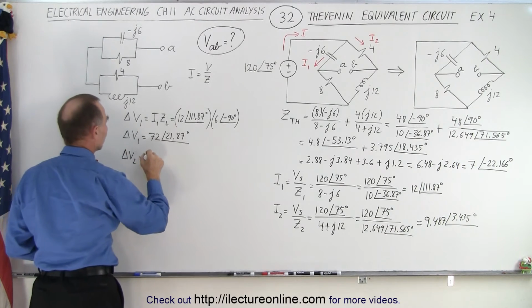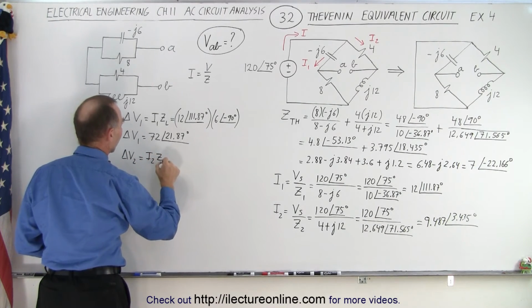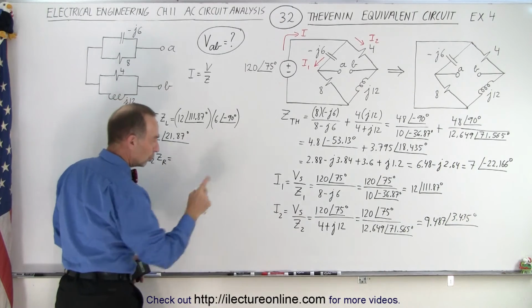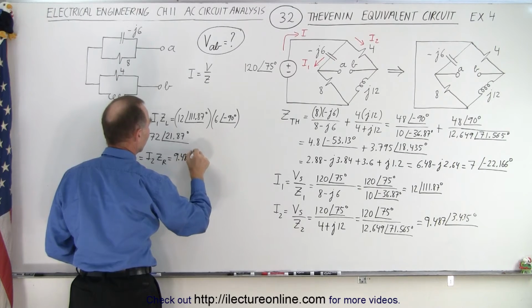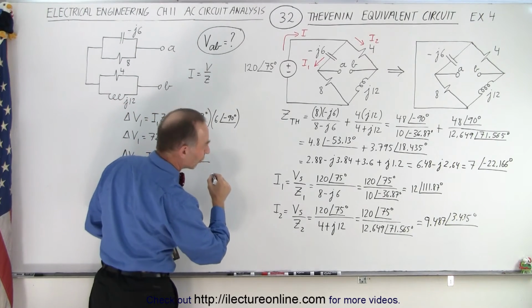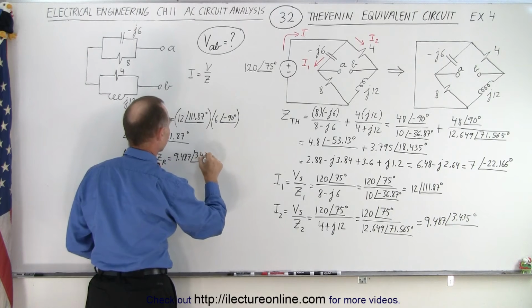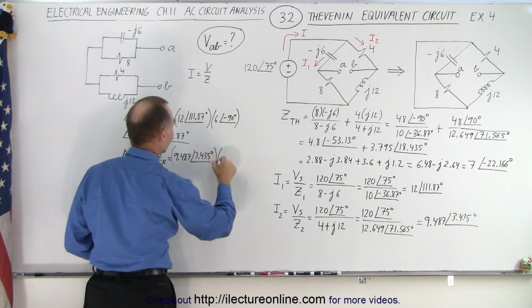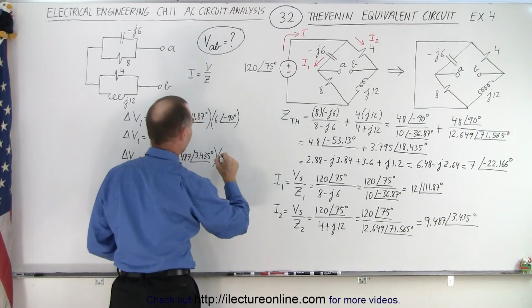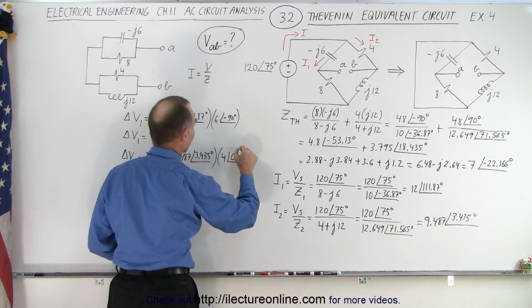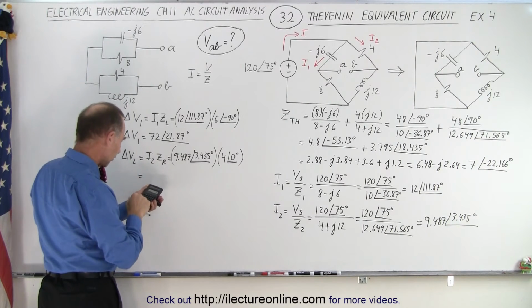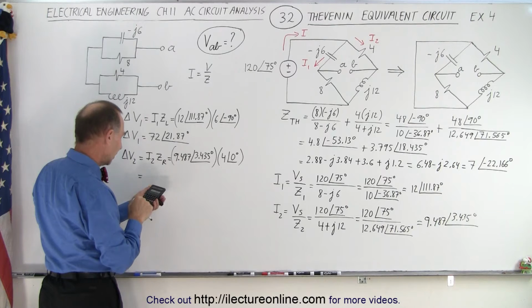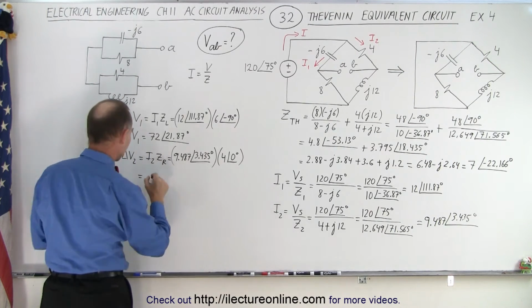So delta V2, I like that. Delta V2 is equal to I2 times Z on the right. Again, I2 is a different current. It's 9.487 with a phase angle of 3.435 degrees. And we multiply it times Z on the right, which is 4, with a phase angle of 0 degrees. So this is equal to 9.487 times 4. That gives me 37.948.